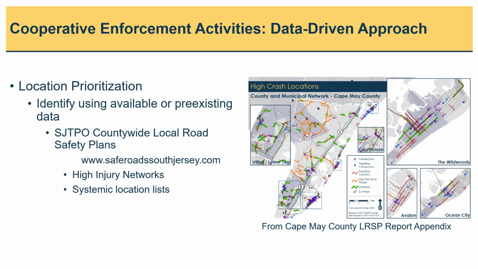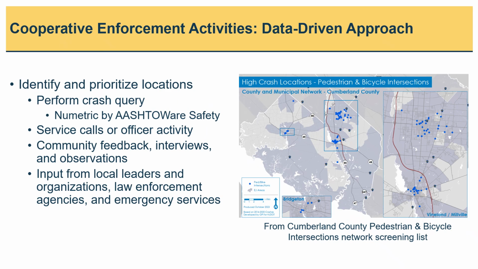Using the resources compiled from SJTPO takes some of the guesswork out of identifying locations that would benefit from enforcement activities, especially if you were aiming to target a specific crash type or driver behavior. There are several other methods to determine where to focus enforcement efforts, like performing your own crash query using Numetric, pulling together service calls or officer activity data, going to the community for feedback, interviews, and observations, and getting input from local leaders and organizations, law enforcement agencies, and emergency services. Using one or more of these resources will help to narrow down and prioritize a list of potential areas that would benefit from having additional enforcement present.